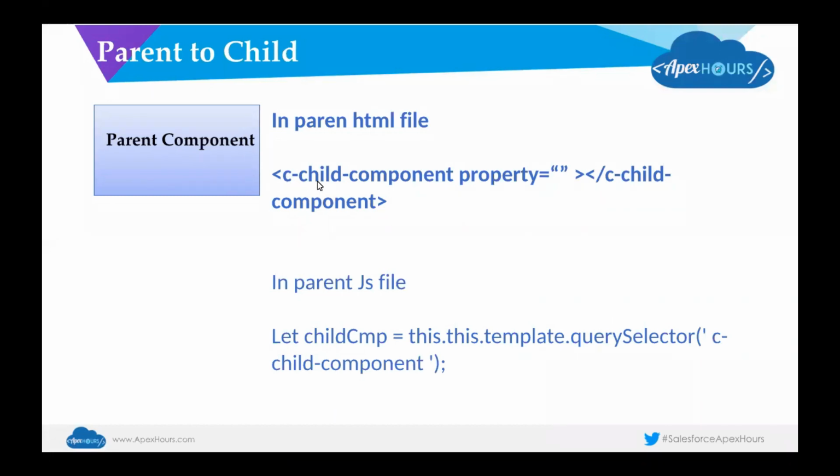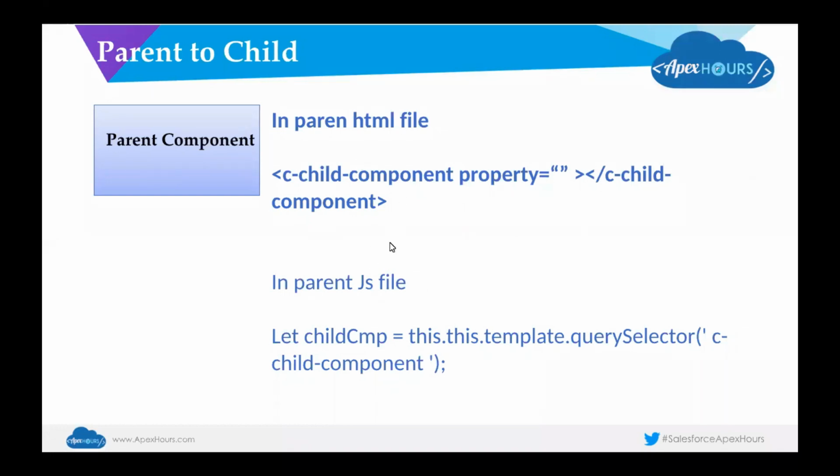Let's say that we have a child component. I will let you know what all things we are using here. This is the HTML file of our parent component, where we need to pass some message from our parent component to the child component with the help of the API property. And this is our JavaScript file that we have got with the API function.